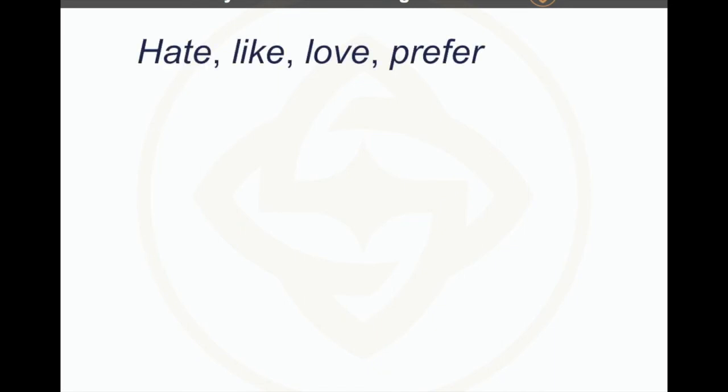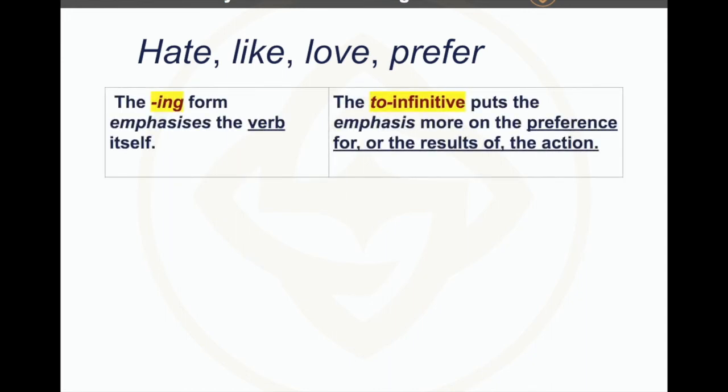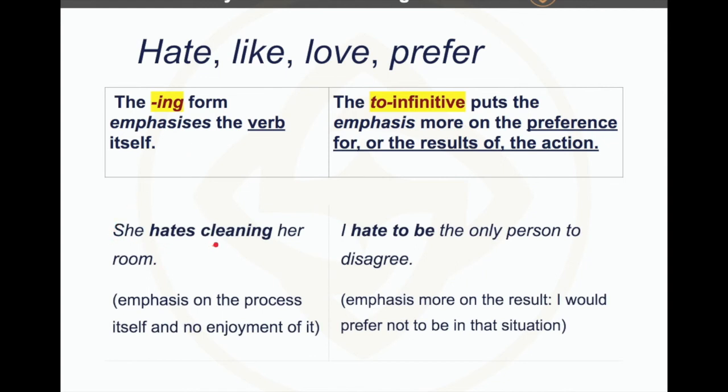Okay. Now the verbs followed by a to infinitive or ing. These are verbs like hate, like, love, and prefer. So the difference is the ing form emphasizes the verb itself, and the infinitive puts the emphasis more on the preference for or the result of the action. So emphasis is the focus, okay? It is the highlight. She hates cleaning her room, and I hate to be the only person to disagree.